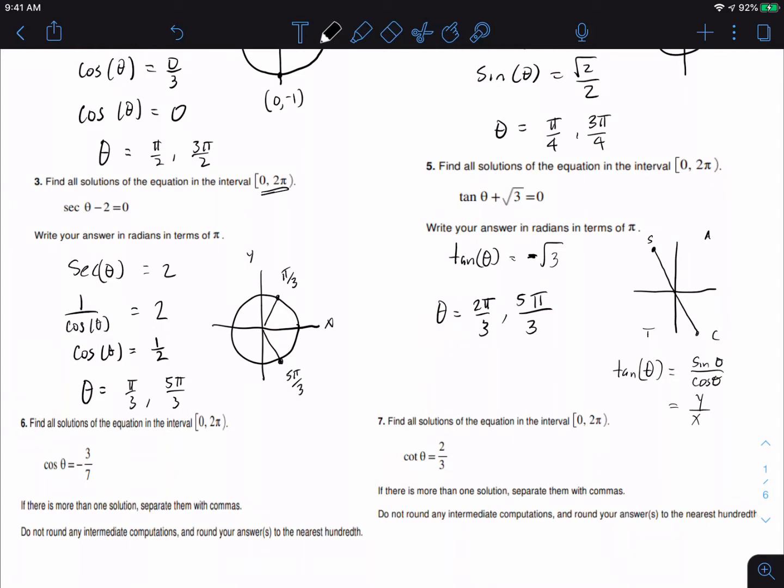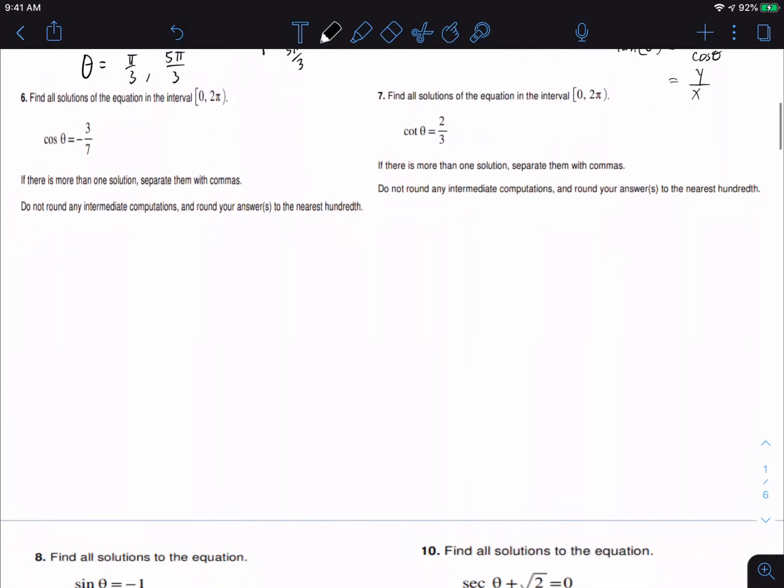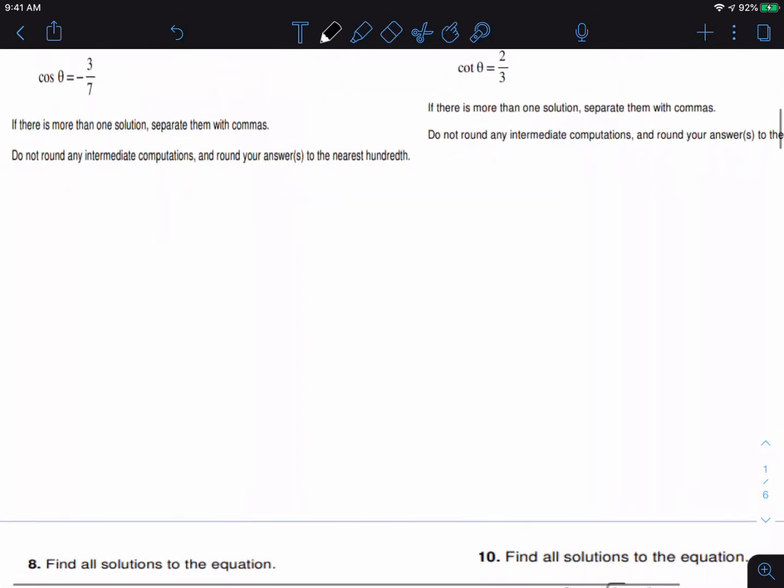All right. I've got 2 people who got it. All right, here's number 6. So let's go ahead and do this. And again, we're being restricted.